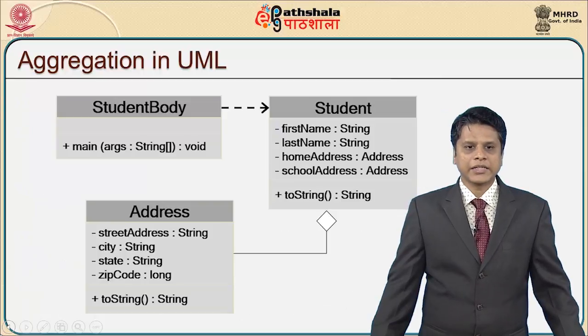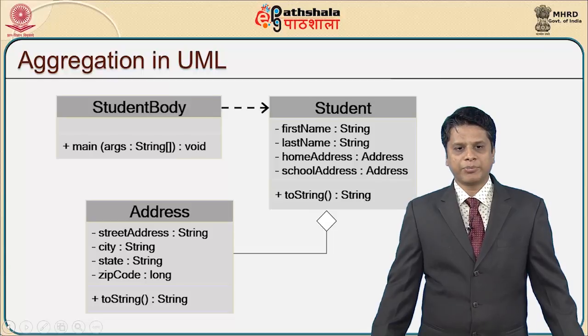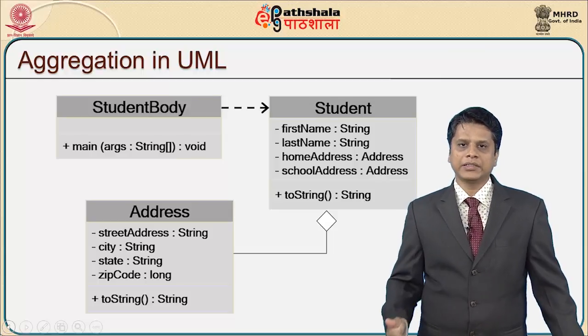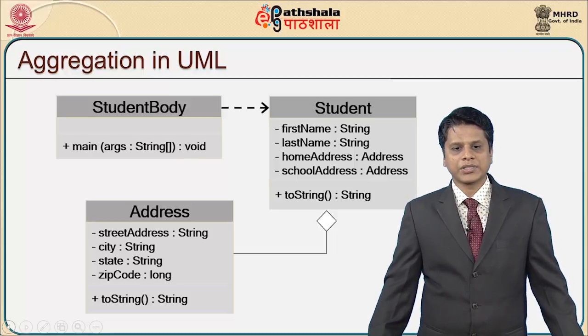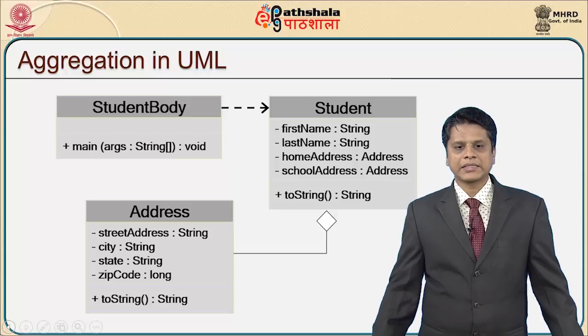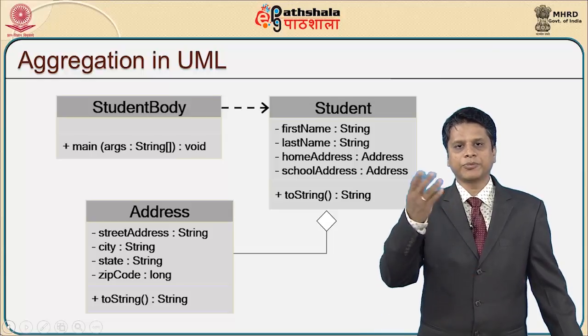If you look at this very simple UML diagram that I have represented, I have created a student which has first name, last name, home address, school address. The address in turn has a lot of other attributes. So we might have an address entity separately which includes street address, city, state, zip code, and this has a relationship with the student.